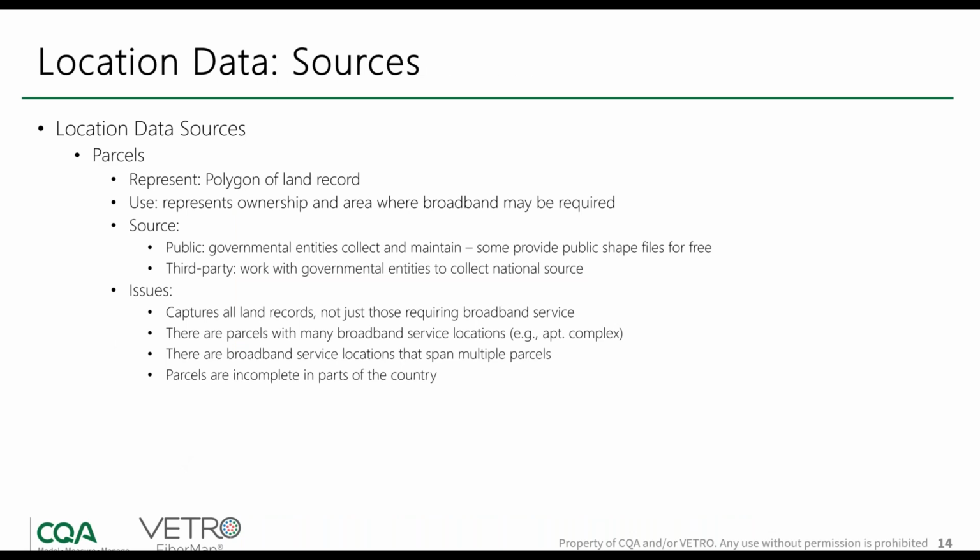So as you think about locational data sets, there are multiple sources, and I'll walk through things that we've looked at. The first is parcels. Parcels represent the polygon of a land record, and it represents ownership and a potential area where broadband may be required. You typically will provide service onto that private piece of land.